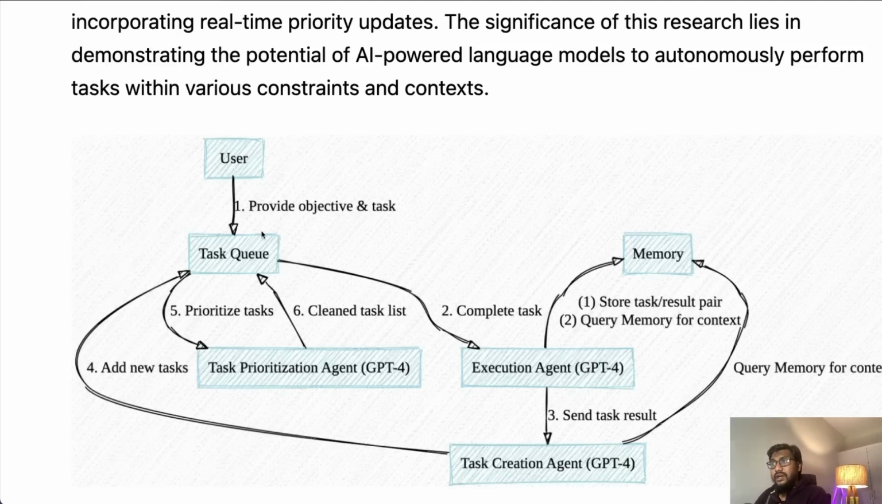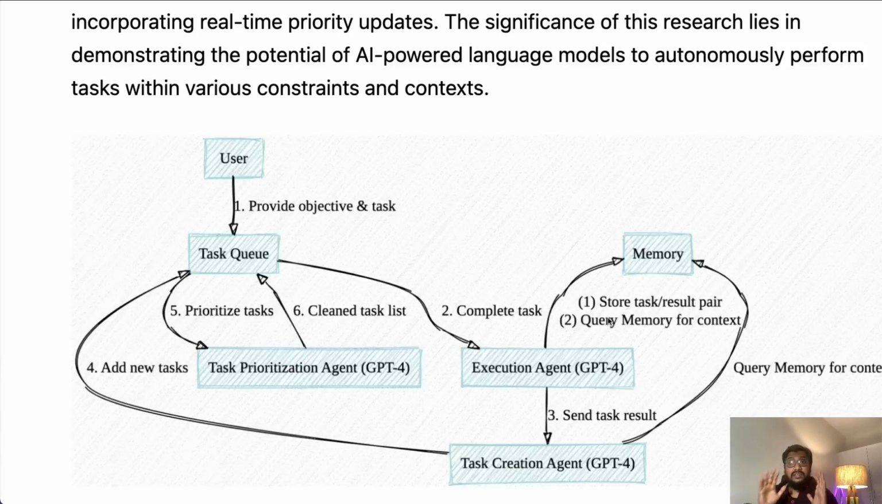And then it goes to the task queue, and from there it branches out. First the task goes to the execution agent to complete the task. The execution agent then sends the result to the creation agent. The creation agent, based on the result, sends new tasks to the task queue. And the prioritization agent prioritizes the tasks, cleans them up, adds new tasks, and whatever the result is, it always goes back to the memory.